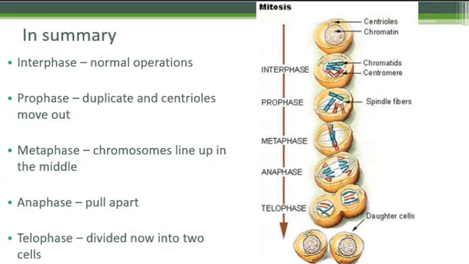Interphase, normal operations, even resting, but when I say resting, it's doing whatever the cell's meant to do, right? If it's a pancreas cell, it's making insulin. All right, prophase, duplicate, the centrioles move out. Metaphase, chromosomes line up in the middle. Anaphase, they pull apart. Telophase, they divide into 2 new cells.